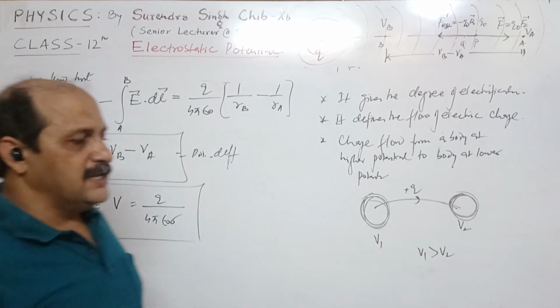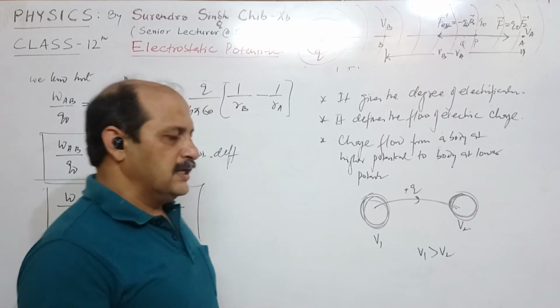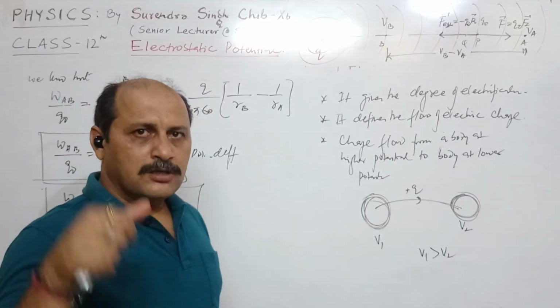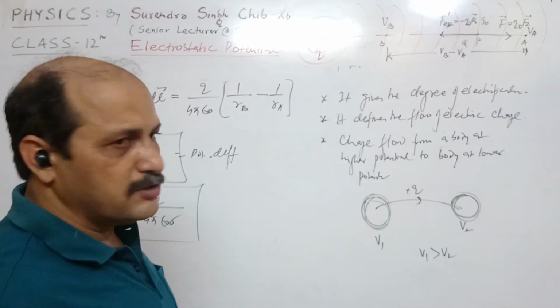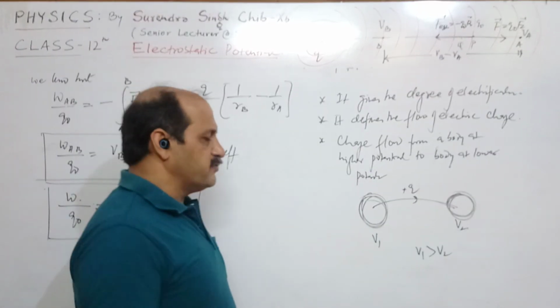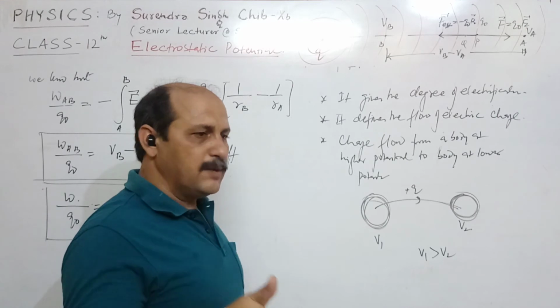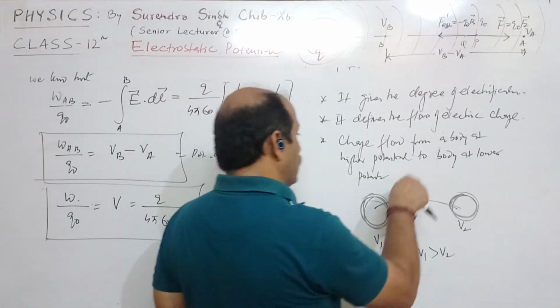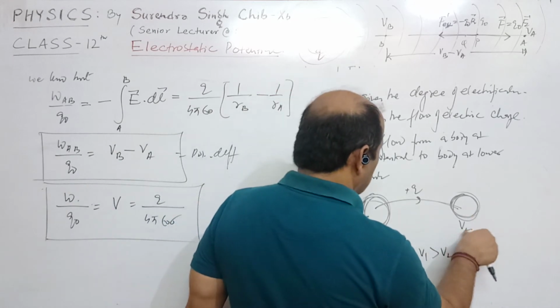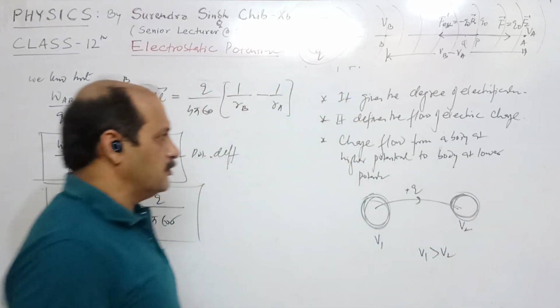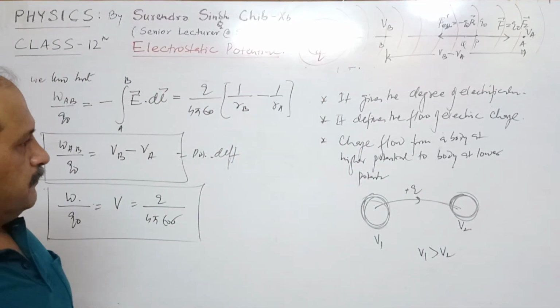Just like heat flows from a body at higher temperature to a body at lower temperature. Size से कोई लेना नहीं, सिर्फ temperature is the measurement for it. The heat flows from a body at higher temperature to a body at lower temperature. Similarly, a charge, positive charge flows from a body at higher potential to a body at lower potential till the potential becomes equal.